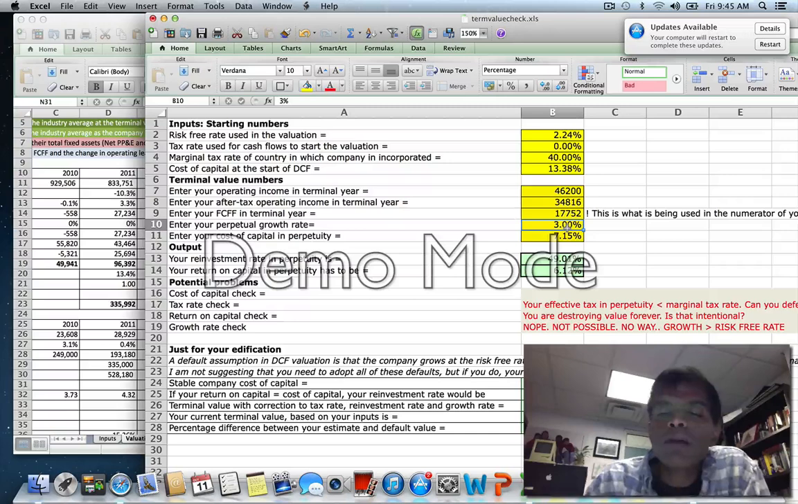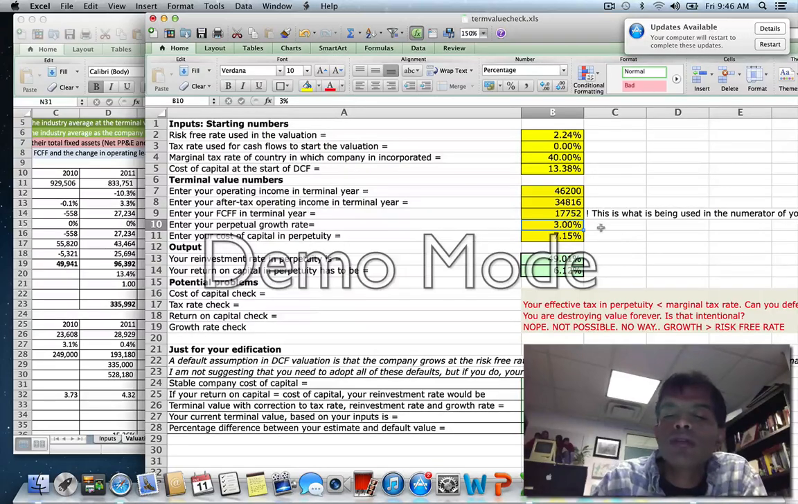Now, the second number you need to check is the growth rate, right? The growth rate of 3% doesn't sound unreasonable, but remember the very simple rule of thumb we developed in class. If we're going to use a growth rate, that growth rate has to be capped at the risk-free rate. And I said, don't violate this rule, because that low risk-free rate helps you out by giving you a low cost of capital to keep things in check. You've got to keep your growth rate capped at that risk-free rate.